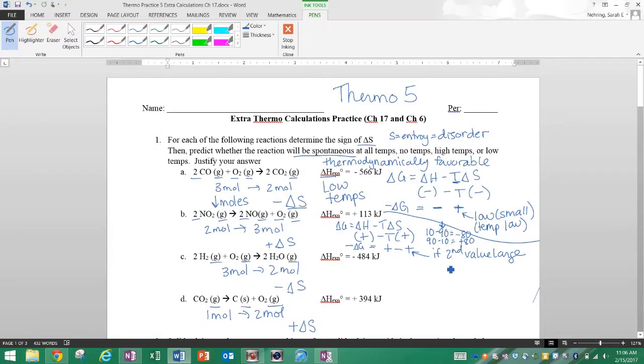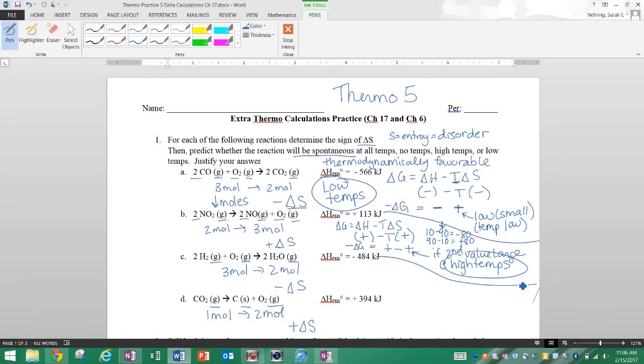So that's going to happen at high temps. So this reaction is going to be favorable at high temperatures. This reaction is favorable at low temperatures. And again, how do we know it's favorable? We're just asking, under what conditions will the delta G be negative?